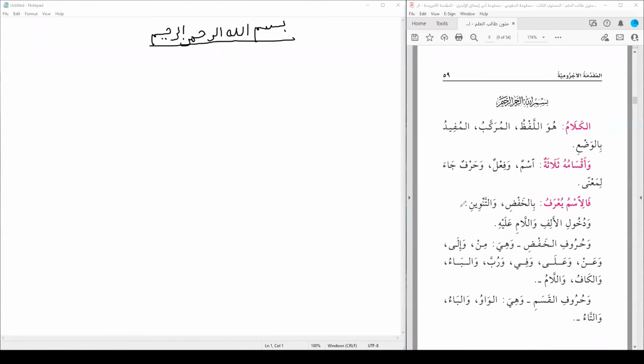Then the author begins to give you signs in order to differentiate between the three types of words. So how do I know when a word is going to be an ism, a fi'l, or a harf? How can I differentiate between the three types of words? So he gives you signs.